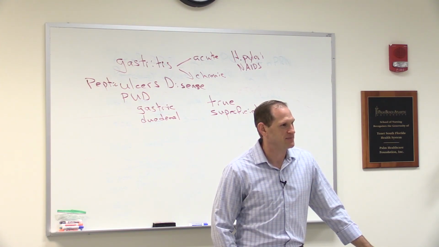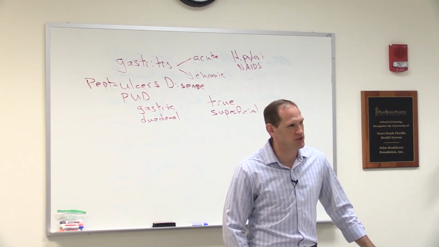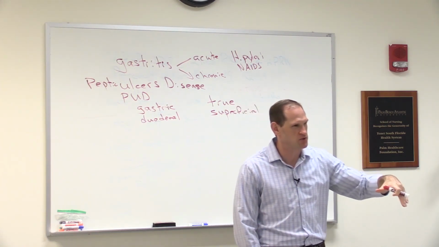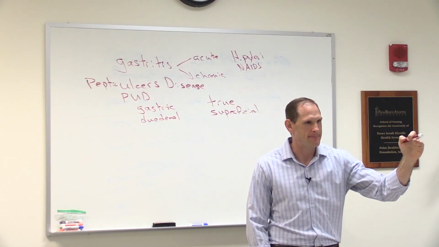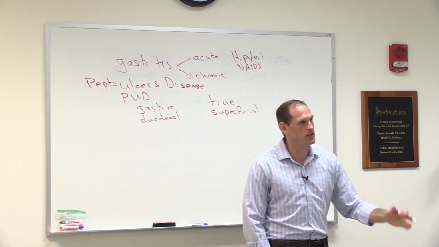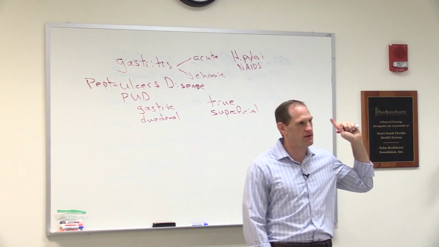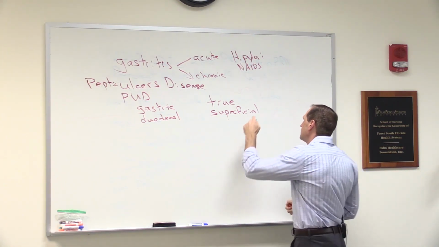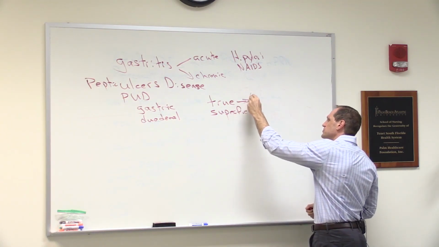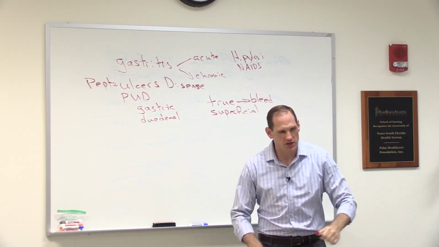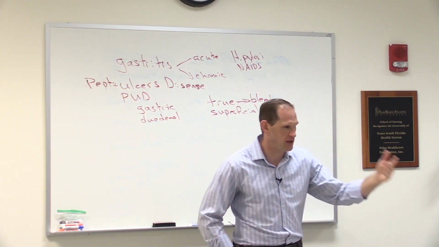So what we mean by superficial is that it only affects the mucosa, not the layer underneath the mucosa, which is known as the muscularis. So a true ulcer is going to penetrate the muscularis and therefore will do what? Bleed. So true ulcers bleed, superficial ulcers do not. Which one is more dangerous? The bleeding ulcers.